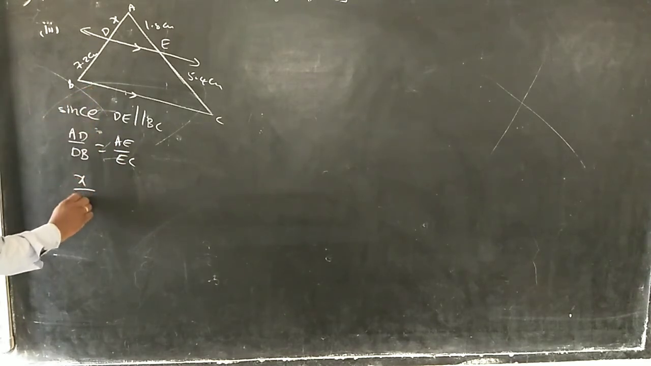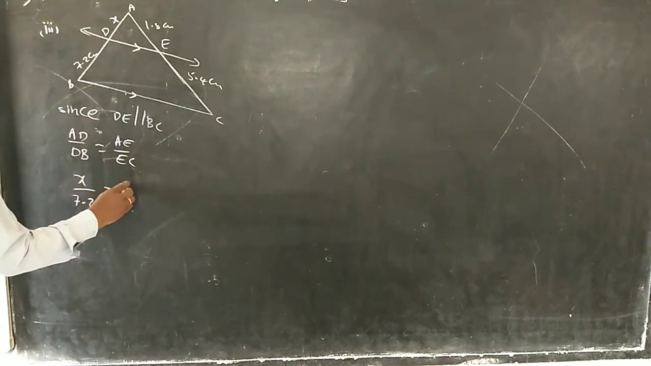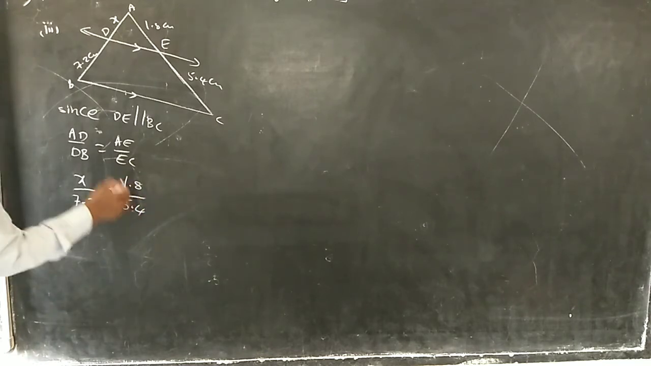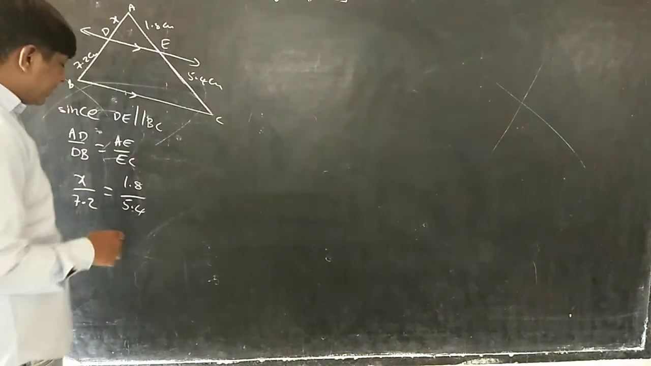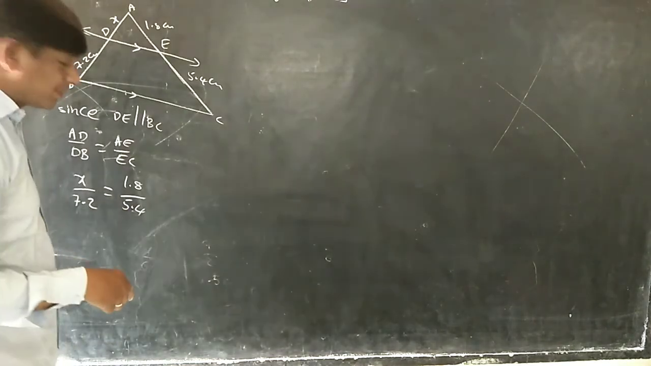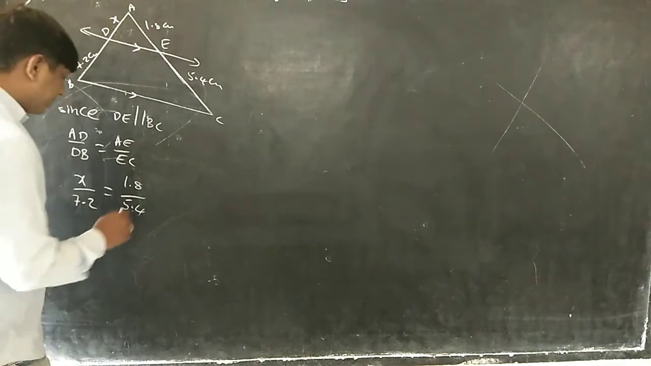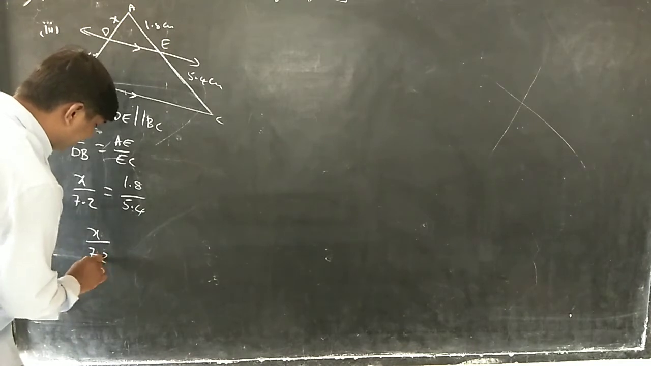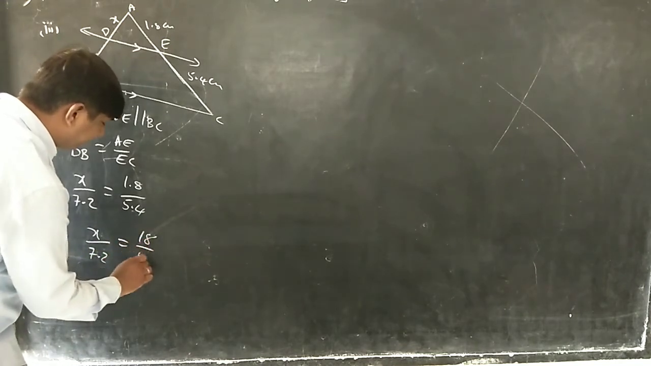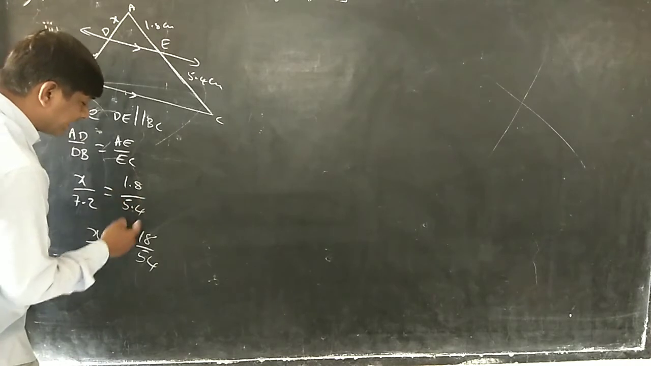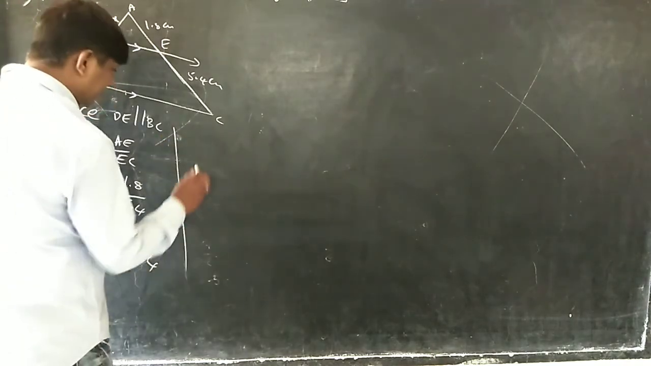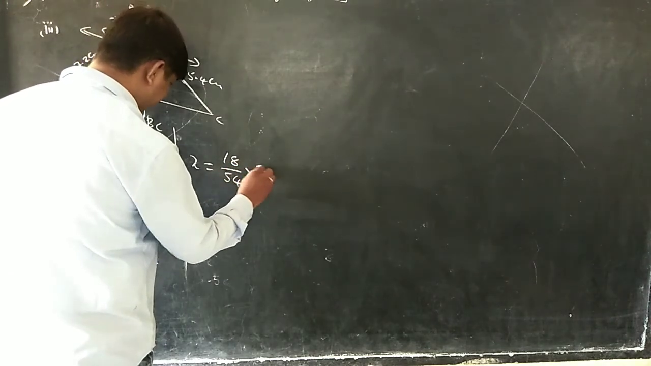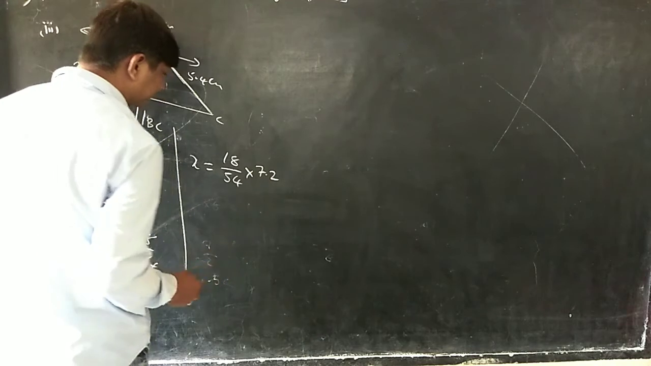Substitute: x by 7.2 centimeters is equal to 1.8 by 5.4. A decimal point after one digit is there, so we can eliminate this decimal point here. So what do you get here? x by 7.2 is equal to 18 by 54. Decimal point after one digit, here also one digit, I cancel it. Now x is equal to 18 by 54 into 7.2.